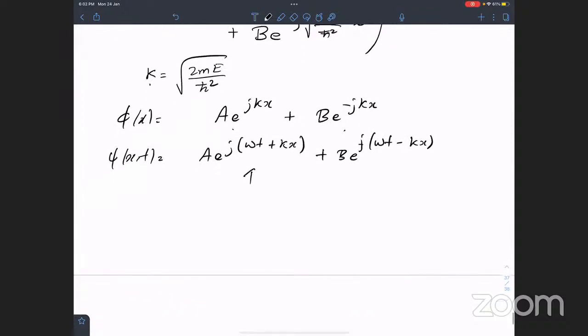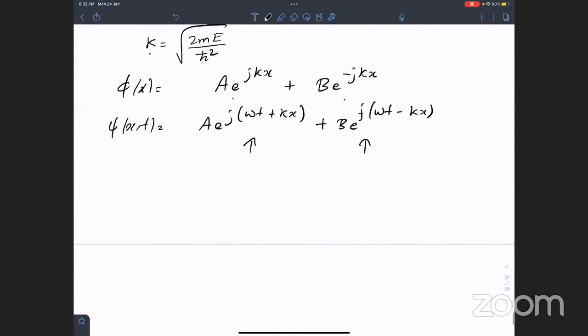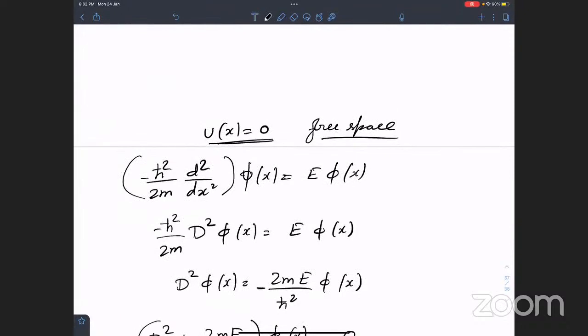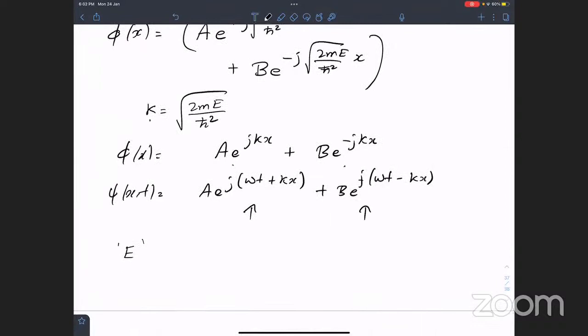So this is nothing but backward and forward traveling plane waves. So what have we discovered? If I have an empty universe, there's nothing in the universe, and I have an electron which has a certain value of energy, immediately I know that this energy must be entirely kinetic, right? Because we are considering the case where U of x is 0, where potential energy is 0. So I have an electron which has a certain kinetic energy E.